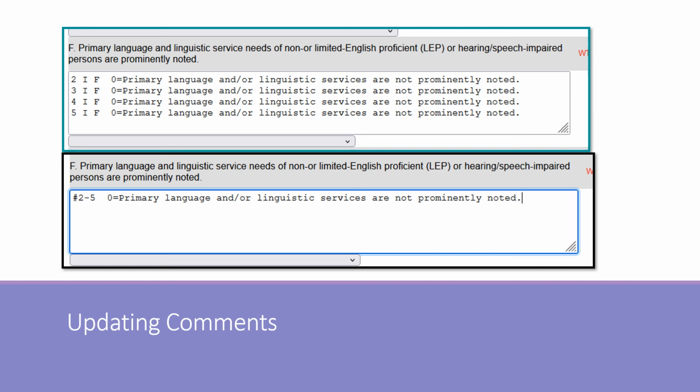The top picture shows what the grid level looks like when commenting at the record level. This bottom picture shows how the comment box can be shortened down to just one comment, indicating records 2 through 5 had no primary language and/or linguistic services noted. As you will see on the next slide, this editing may be important if a reviewer needs to send the print view to DHCS.